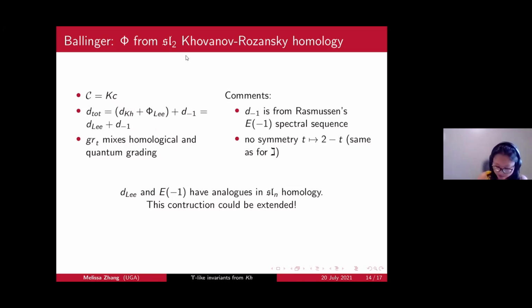Similar to Upsilon, there's no symmetry. But of course, Upsilon was a very useful invariant. So it could just be that this is telling you more information if it doesn't have symmetry. But I'm excited about this because there's analogs for both of these differentials in sl_N homology. So perhaps one of you could study this and say, what kind of invariant do we get, like Upsilon from sl_N homology? But not necessarily Upsilon, right? It's a different thing.